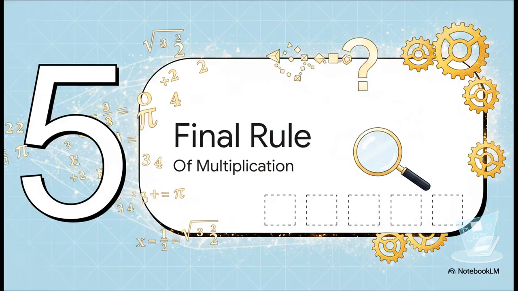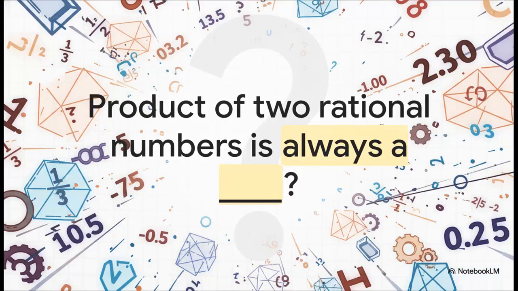Almost there, detectives. Section 5, the final rule of multiplication. So, here is the question posed to us. The product of two rational numbers is always a blank. I actually want to pose this question directly to you right now. Before we prove it mathematically, what do you think goes in that blank? If I multiply a fraction by a fraction, what foundational category of number do I actually get back?